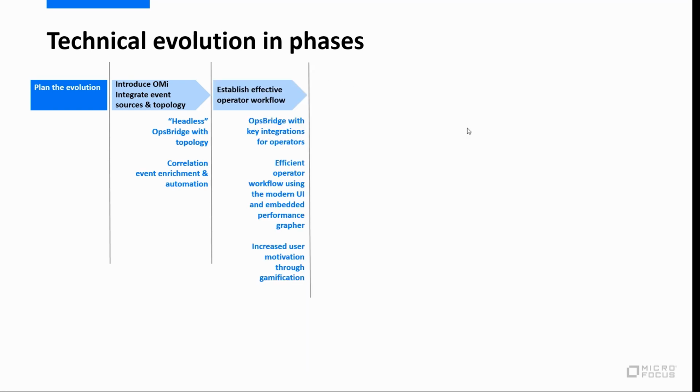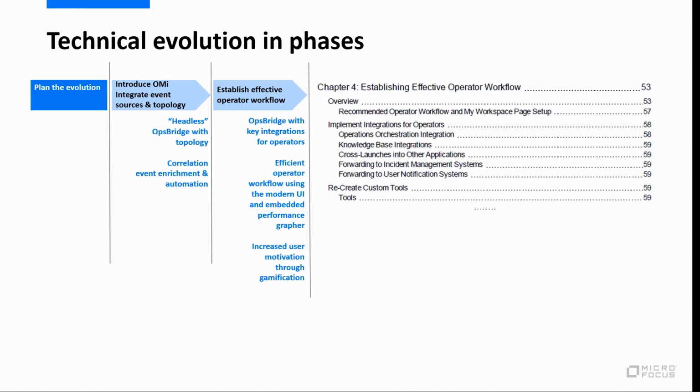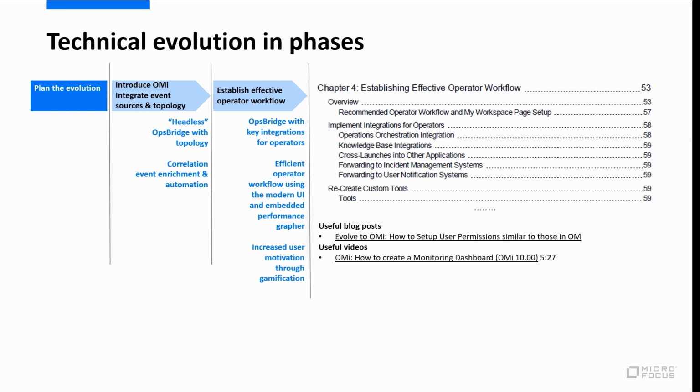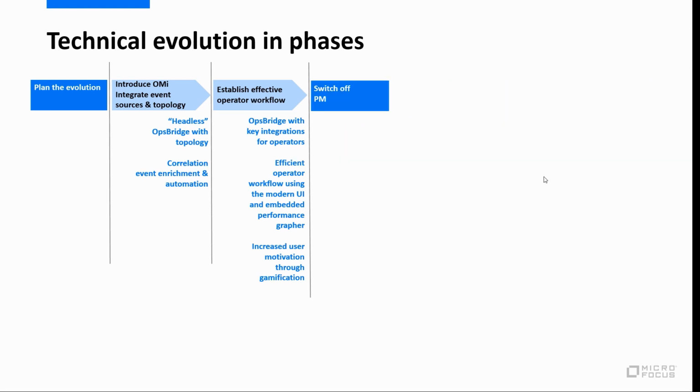The next phase is to move your users, your operators, to OMI. This is where you might create custom workspace pages or monitoring dashboards for different groups. We have tutorial videos that explain these tasks as well. With OMI's embedded performance dashboard, this could already be the point where you switch off Performance Manager. All this can be achieved within a few weeks.